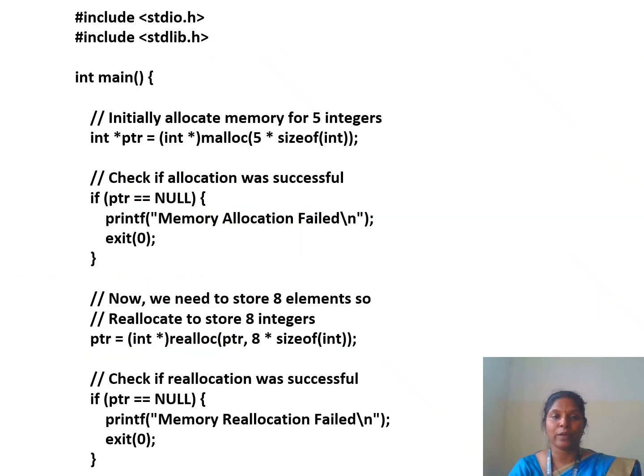See the example program. First, initially we allocate the memory of 5 integers using the keyword malloc. See the syntax: int *ptr = (int*)malloc(5 * sizeof(int)). Okay, then imagine we need 3 more integer size elements, which means we need to store 8 elements, so we can reallocate to store 8 integers using the keyword realloc. See the syntax: ptr = (int*)realloc(ptr, 8 * sizeof(int)).